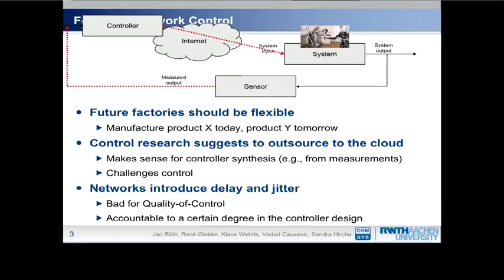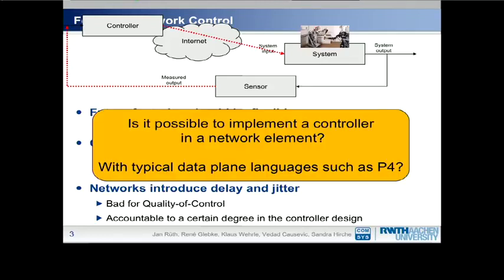It might make sense to move control synthesis to the cloud. For example, if you have a lot of measurements, you can derive new controllers from that. But the actual control, you don't want to have there. So what we wanted to explore in this paper is whether it is possible to implement a controller, for example for these two robots or the Segway, in a network element. And further, can we implement this with the data plane language that we know from before?